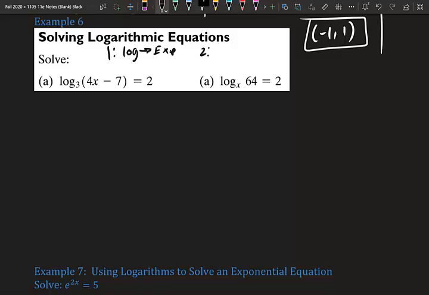Switch log to exponent, and solve. Then our second step is to find and check the domain. Remember, logarithms have a domain because we're not allowed to have negative numbers with exponents. It always turns into a positive number when it equals. So let's switch this to an exponent.